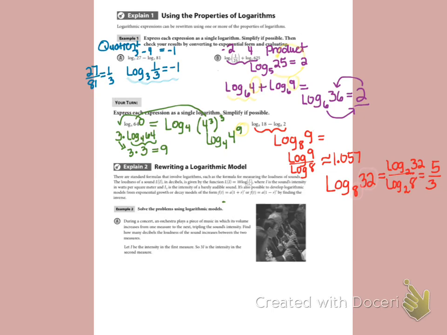So that allowed me to find the exact value as a fraction instead of what I would have gotten had I typed it in my calculator with, say, base 10 or natural log, which would have been 1.6 repeating. And of course I know that that is 5/3, but by using a base that's common to those two numbers, 8 and 32, I was able to evaluate this without even using a calculator. So that's nice.